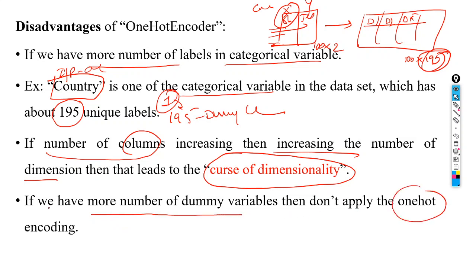What is the technique? One hot encoding. So what do you have to do? This is the problem of one hot encoding. To overcome this problem, we have to apply another approach. That approach is one hot encoding with multiple categories. First we will see one hot encoding in practical.